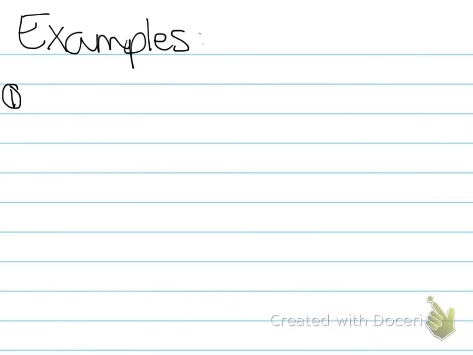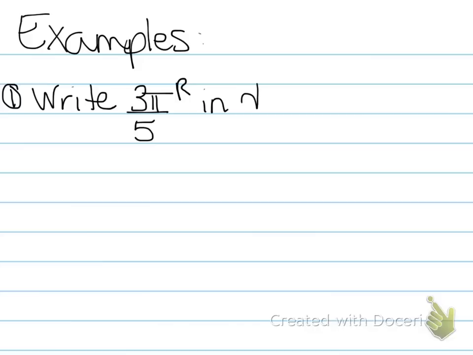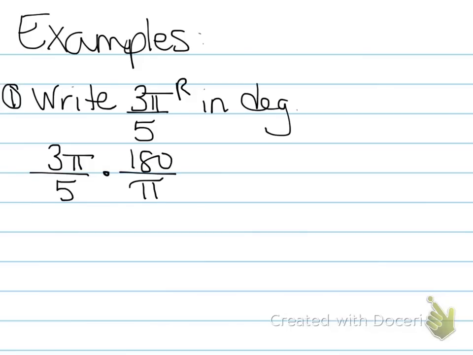One. Write 3 pi over 5 radians in degrees. So when we do that, we're going to take 3 pi over 5, and we want it to go to degrees, so we're going to multiply by 180 divided by pi. When we do that, the pi's will cross out, you get 3 times 180 divided by 5, and you should get 108 degrees.